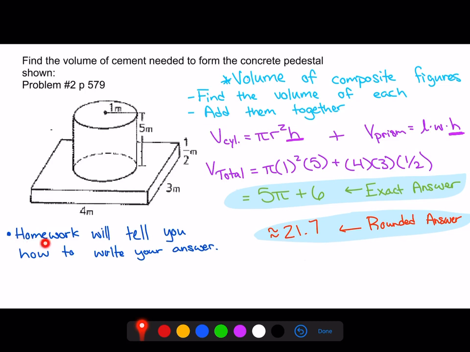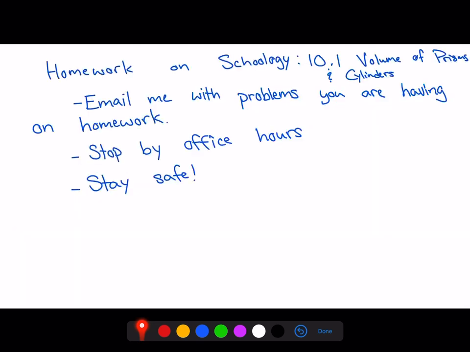Don't forget, the homework directions will tell you how to write your answers. So whether it be an exact answer or a rounded answer. That's all we got to do for composite figures. Again, find the volume of one, find the volume of the other, add them together. This is much more simple than surface area because I don't need to think which side is showing to the surface. It's only what amount fills this object. So it's all about just finding the volume and you're good to go. Much more simple than surface area.